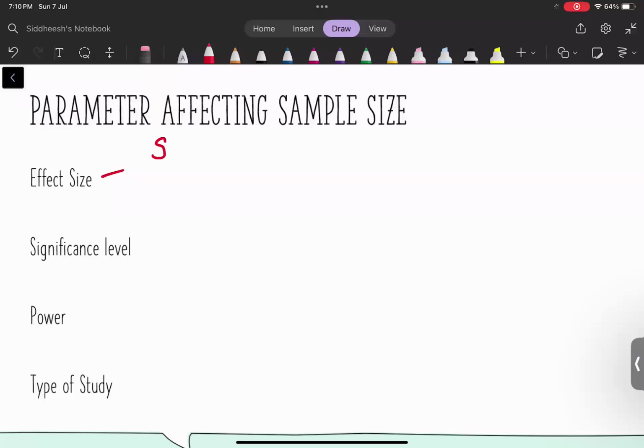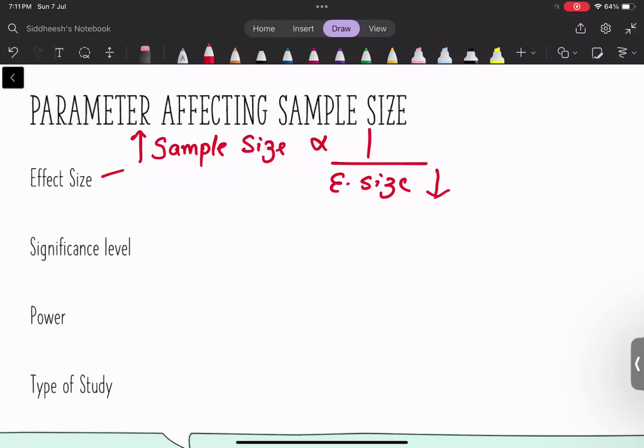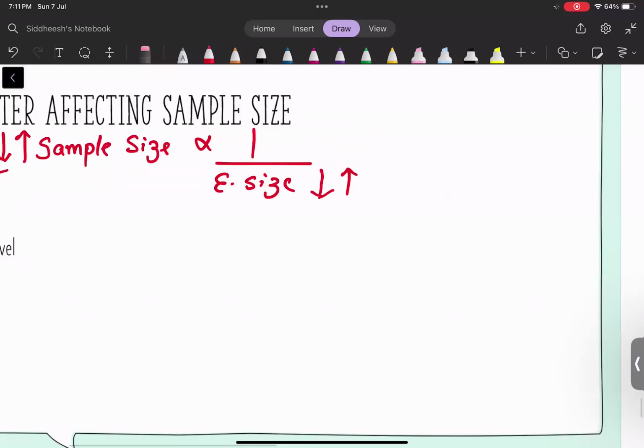So remember a simple thing. Sample size is inversely proportional to the effect size. That means if you have a small effect size, you get a larger sample size. Simple thing. If your effect size is more, you will get a smaller sample size. Remember a simple formula: sample size is inversely proportional to what? Effect size. Done.